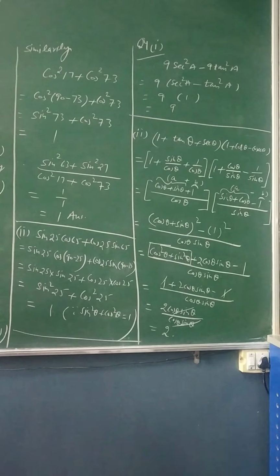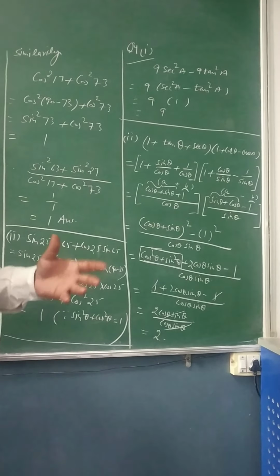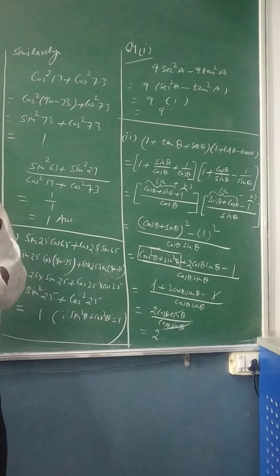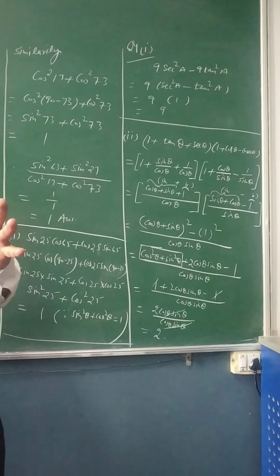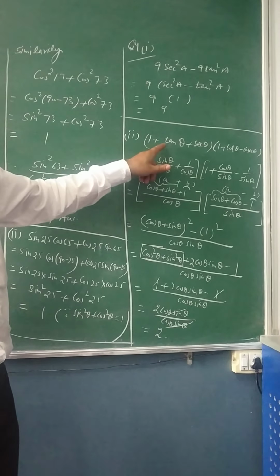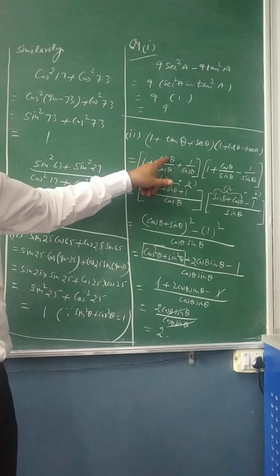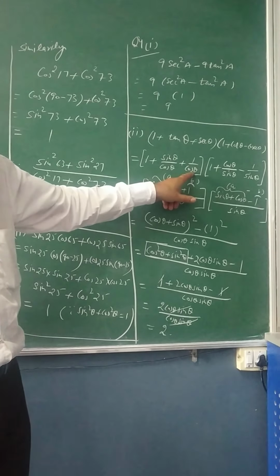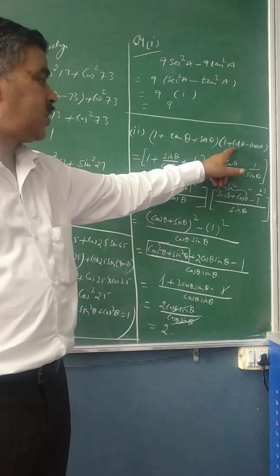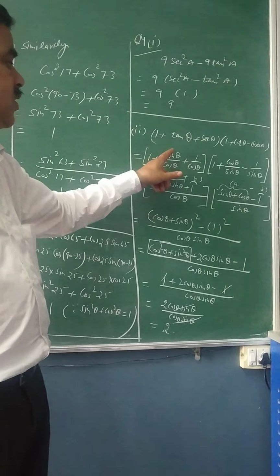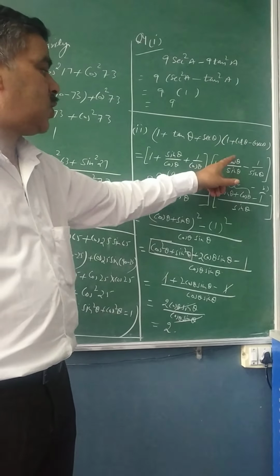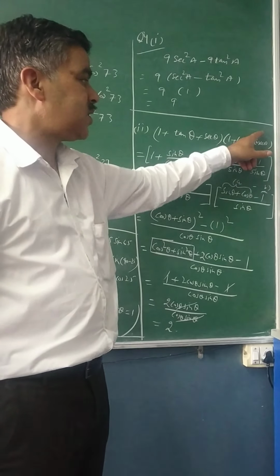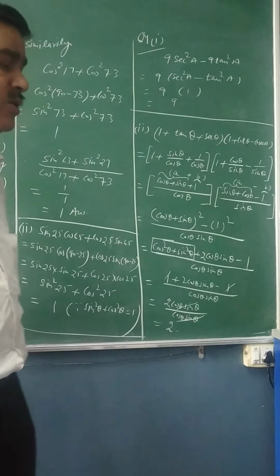So my advice to you, if nothing else you can do, because step marking is always there in the CBSE, is to convert this tangent in terms of sin and cos. That I did here. Similarly, secant I am getting back into cos. Here cot is the reciprocal of tangent. If it is sin upon cos, it will be cos upon sin. And cosecant is the reciprocal of sin, so I have written 1 upon sin.